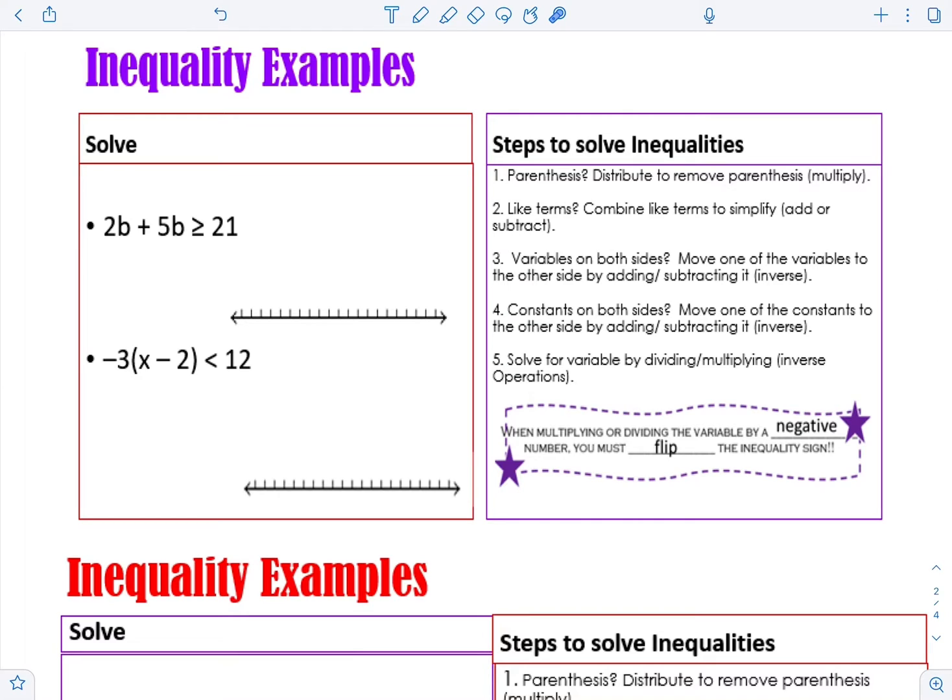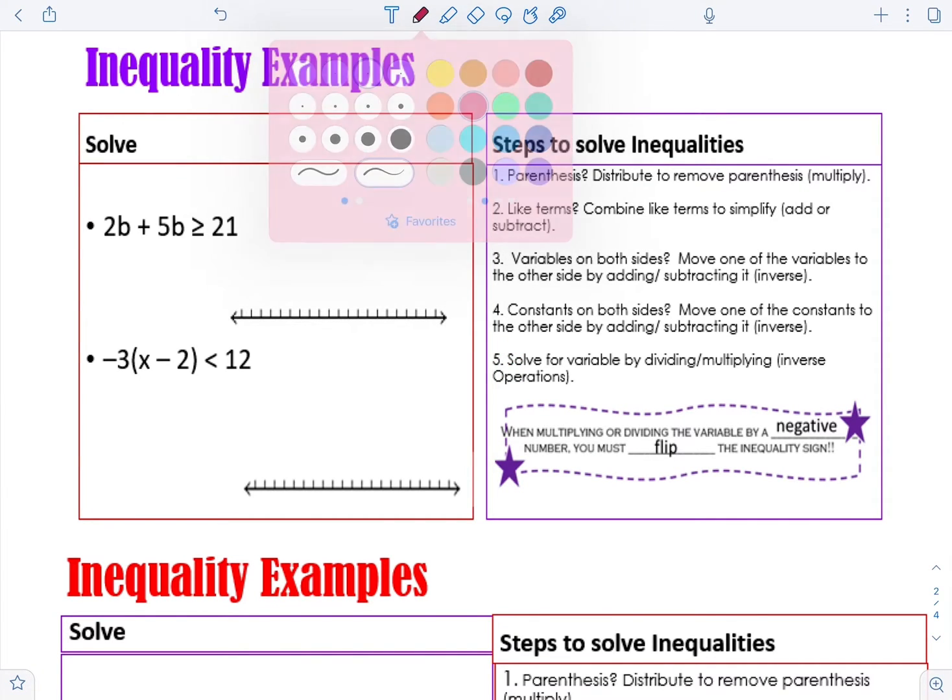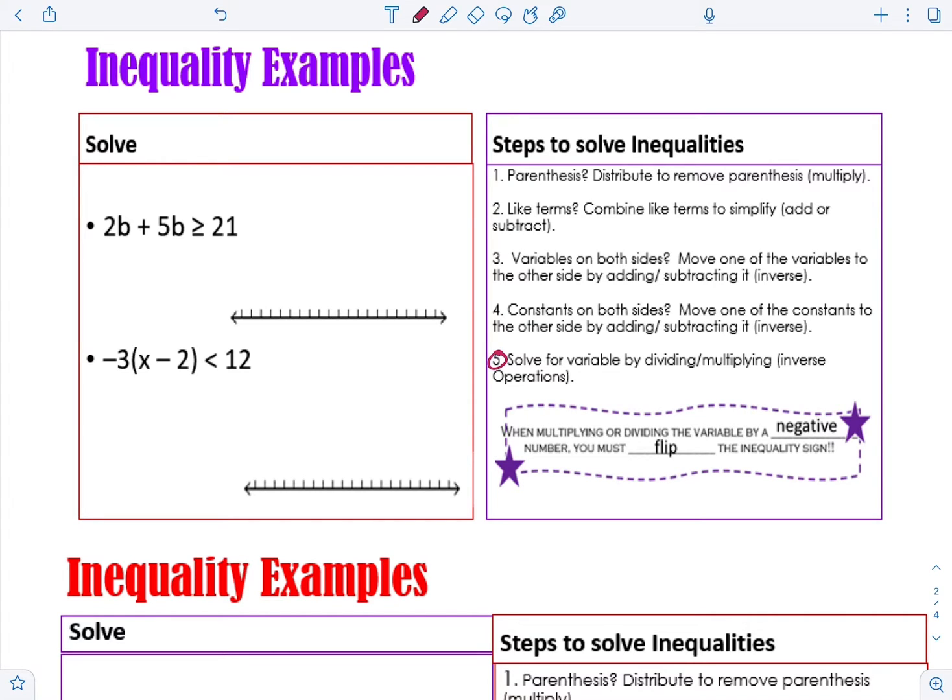So really, we solve an inequality just as we would an equation. But there's a little variation, and we'll talk about it. Hopefully these steps look familiar to you. Step 1, step 2, step 3, step 4, and then step 5. But here's the note. When you multiply or divide the variable by a negative number, you flip the inequality sign. So basically, when you get to this last step here, that's going to determine whether you flip the inequality sign.